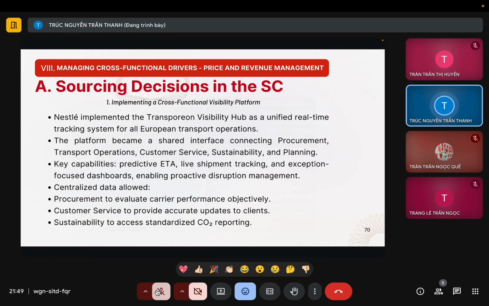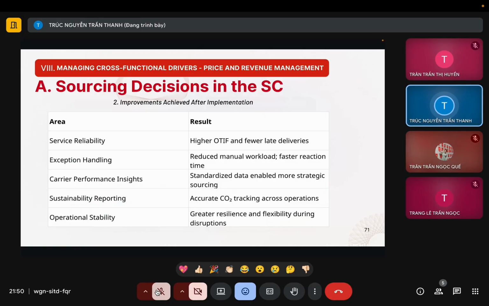So that's when we implement cross-functional visibility. The solution is to implement the transport visibility hub as a unified real-time tracking system for transport operations, as well as a shared interface connecting procurement, transport operations, customer service, sustainability, and planning. This includes predictive ETAs, live shipment tracking, exception-focused dashboards, and environmental impact sections. And here we have the results.